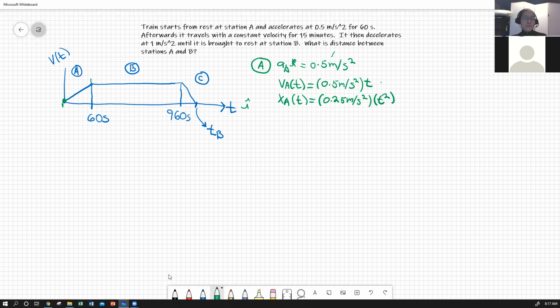So we're told we got 60 seconds. And so we want to plop 60 seconds into each of these expressions and figure out how far we went and how fast we were going at the end of 60 seconds. So does anybody want to calculate that for me?